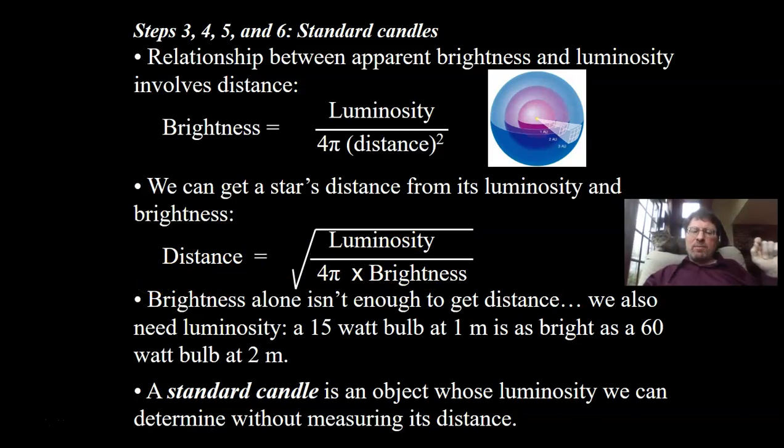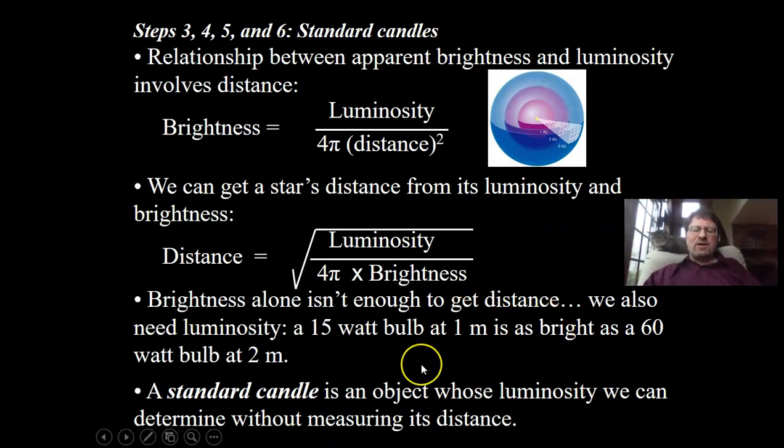I want to emphasize that knowing the brightness alone is not enough to determine the distance, because there you only know the denominator of this expression. Imagine that you had 2 light bulbs, a 15-watt light bulb that was 1 meter from you and a 60-watt light bulb that was 2 meters from you. The 60-watt bulb is obviously intrinsically brighter, but its additional distance makes that brightness fall off by a larger percentage than what occurs for the light bulb that's only 1 meter away. And you could, by appropriately balancing the distance to these 2 different wattage light bulbs, make one appear just as bright as the other. If you make the object twice as far away, but it has 4 times the luminosity, 4 times the wattage, then it would appear to be just as bright.